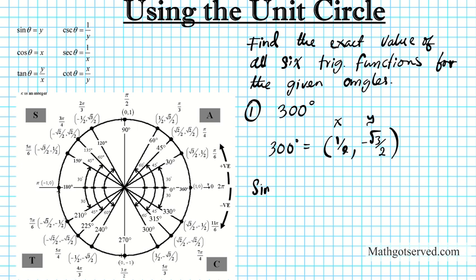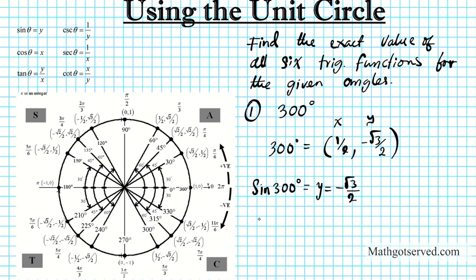Sine of 300 degrees. If you look at your unit circle ratio, sine is the y coordinate, okay? Because we have the opposite divided by 1. The hypotenuse is 1 in this case. So if you look at this, the opposite is negative root 3 over 2 divided by the hypotenuse, which is 1. So it's going to be y, which is basically negative root 3 over 2.